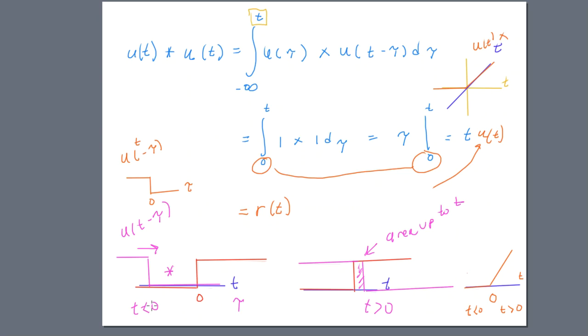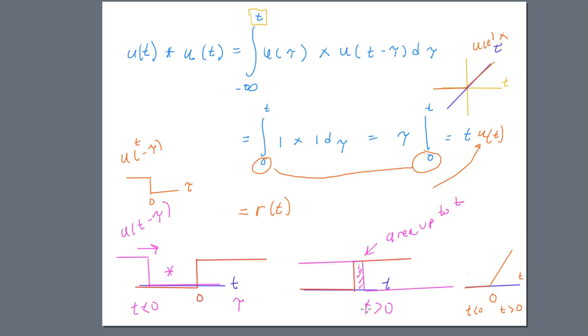But if I'm below t equals 0, and we're sharing an axis here, there's no overlap, right? So if there's no overlap, there's nothing to integrate, right? Because 1 times 0 is 0, okay? Over here, 1 times 0 is 0. So there's just nothing to multiply.